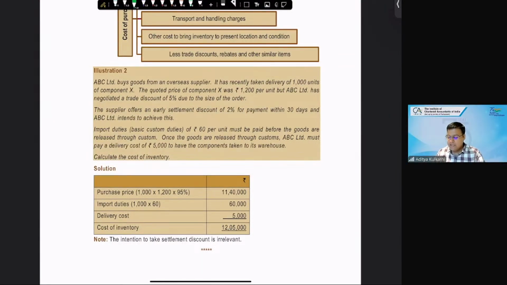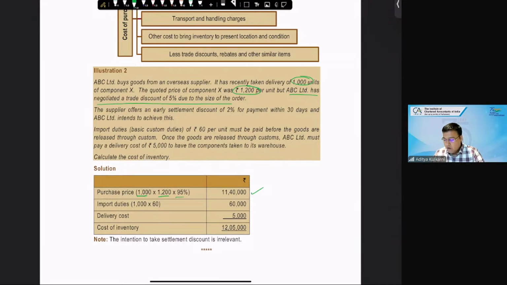Okay. So ABC buys goods from an overseas supplier. It has recently taken delivery of 1000 units of X. Quoted price was 1200 per unit, but ABC has negotiated a trade discount of 5%. So do I have to deduct this in arriving at the purchase price? Yes, sir. So therefore, your purchase cost alone will be 1000 units into 1200 per unit into 95%. So that gives you 11,40,000.